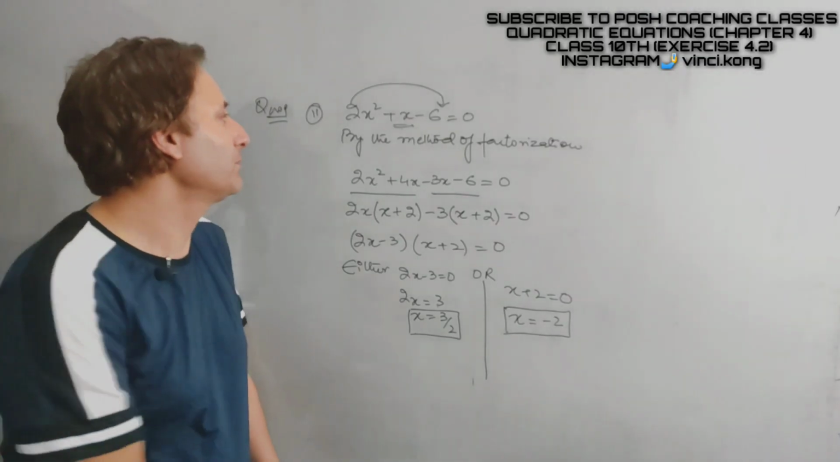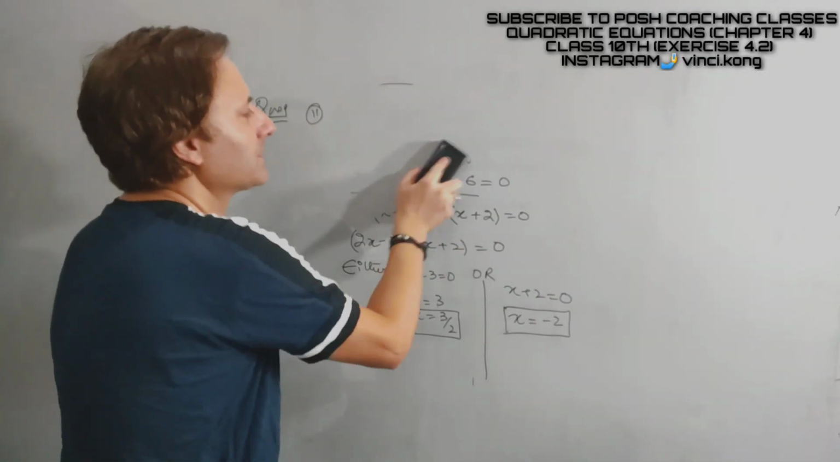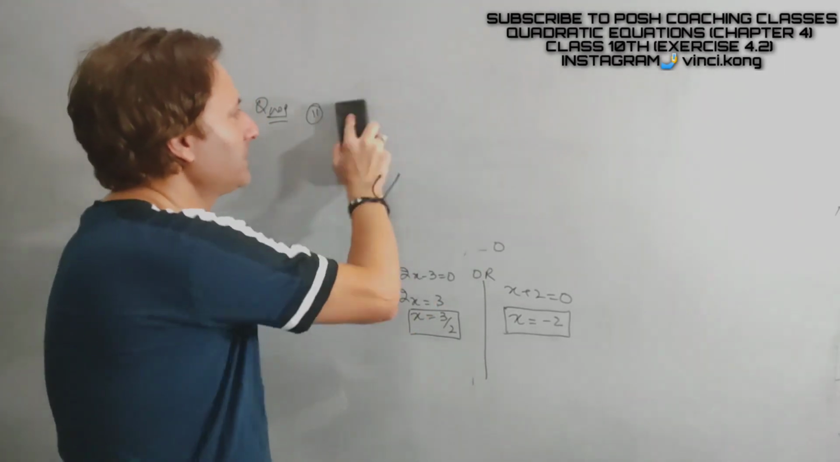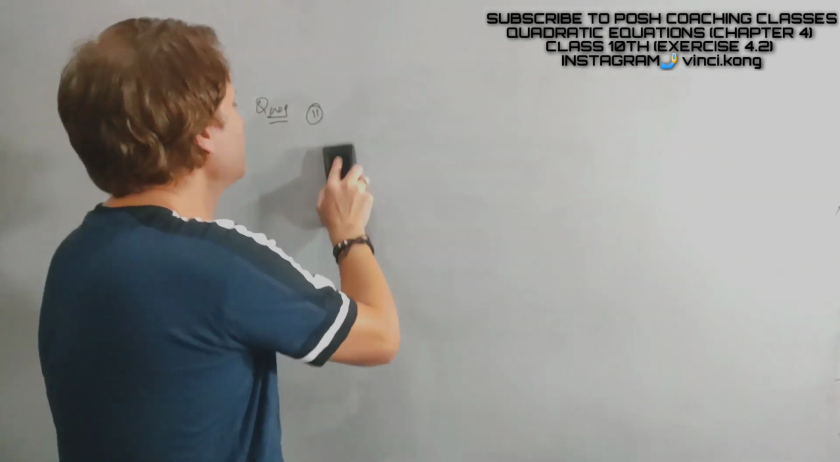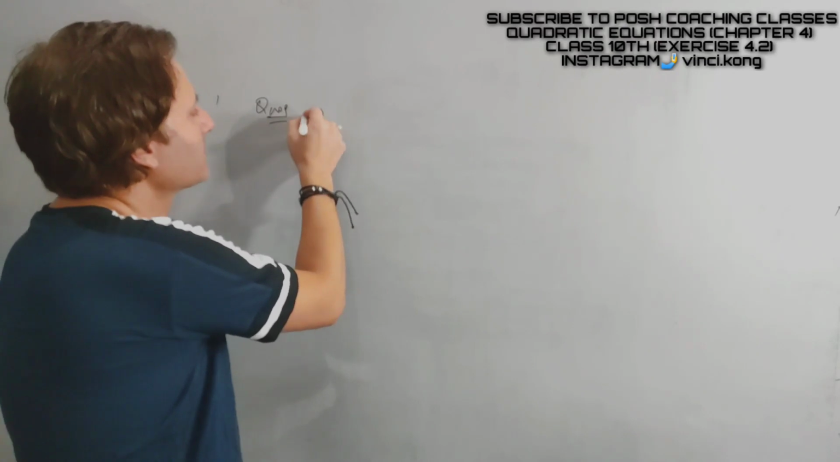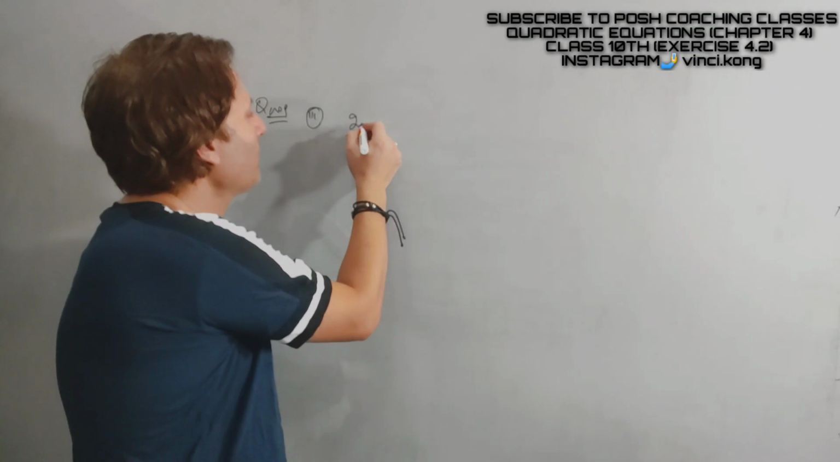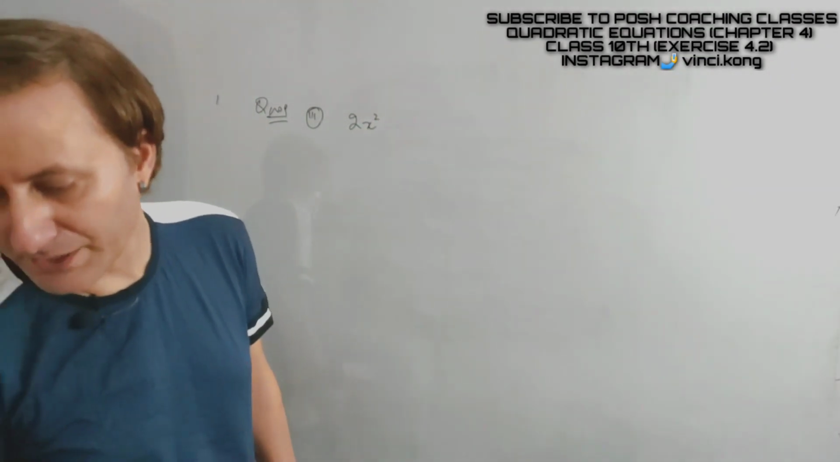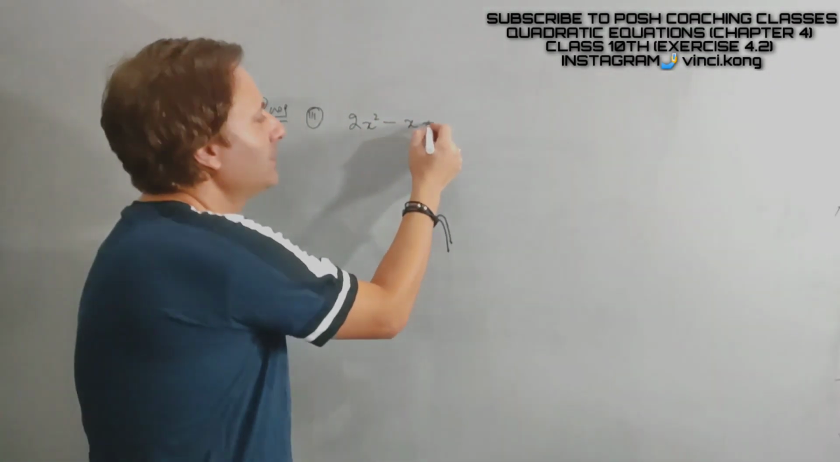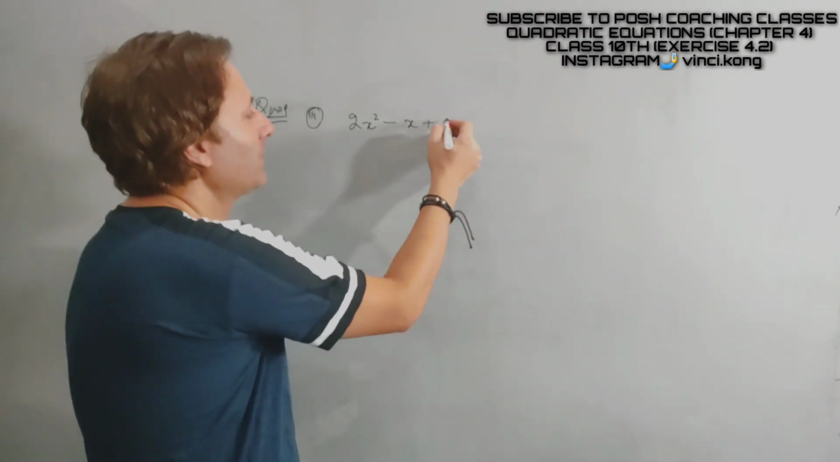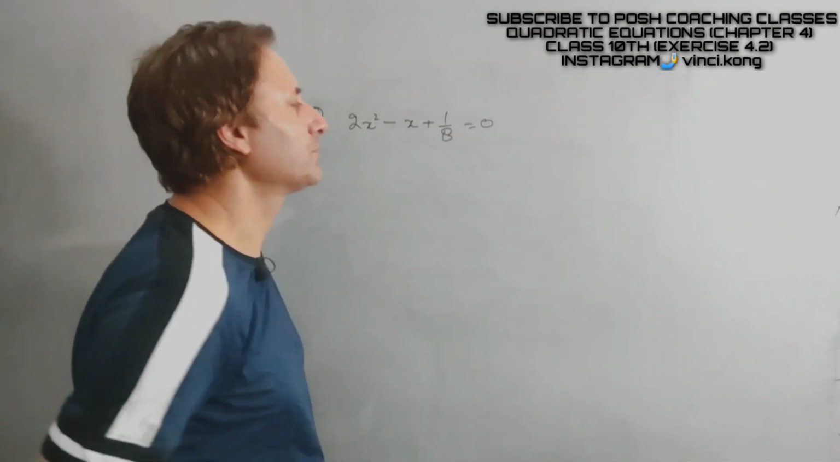Let's move to part number 3 of this exercise. These questions are pretty simple, but you need to understand this particular method. You might have done it earlier in your previous classes, but you might have forgotten it. So just remember this. This is the method we have to follow. Now what is the third part? It says 2x squared, then we have minus x, and then 1 upon 8 equals 0, right?